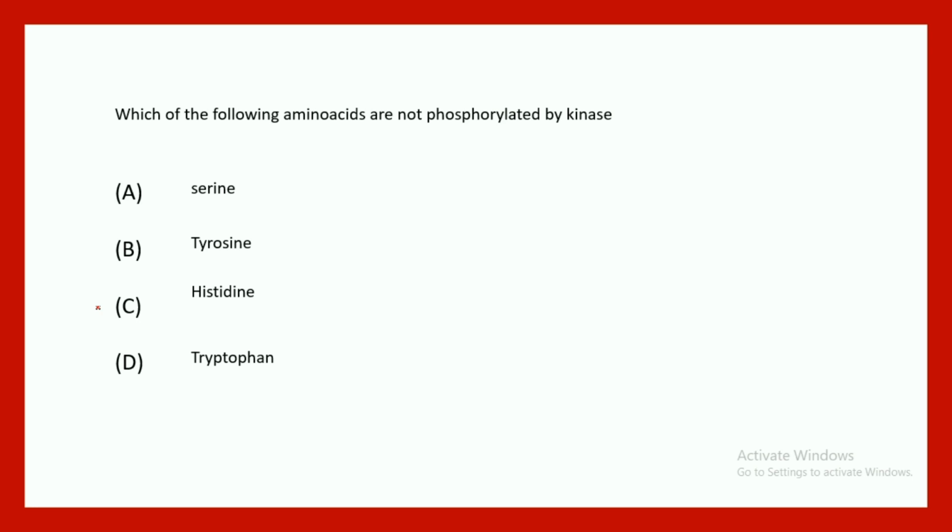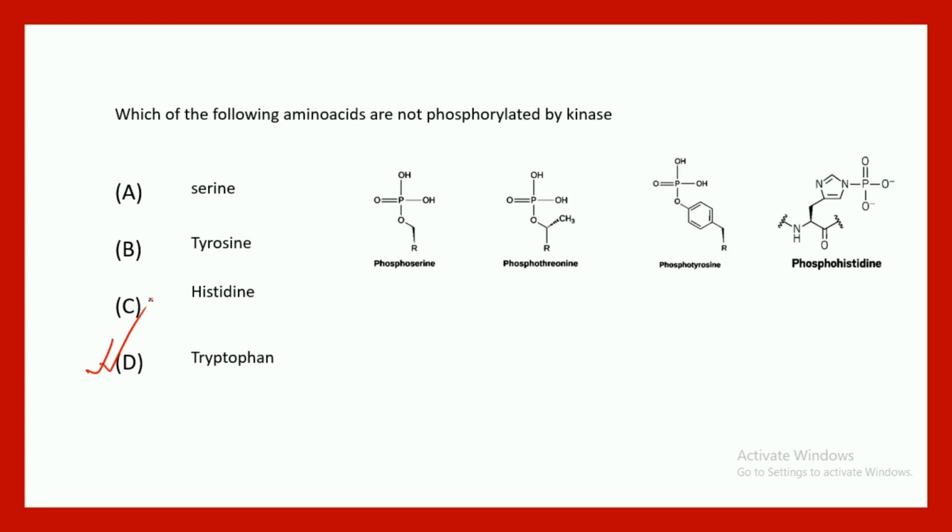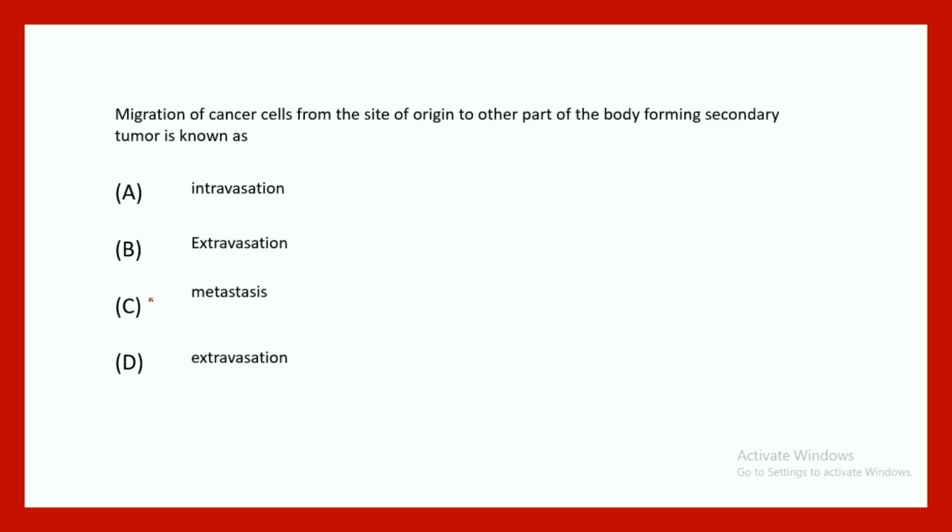Which of the following amino acids are not phosphorylated by kinase? Serine, tyrosine, histidine, tryptophan. The correct answer here would be tryptophan. Here you have phosphoserine, phosphothreonine, phosphotyrosine, even phosphohistidine, but you have never heard about phosphotryptophan, right? Because phosphorylation of tryptophan doesn't even occur, and there is no kinase such as tryptophan kinase.